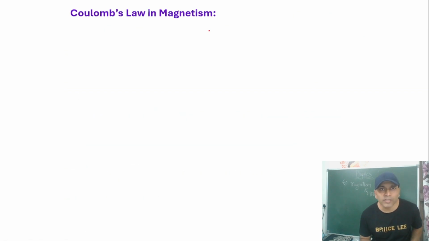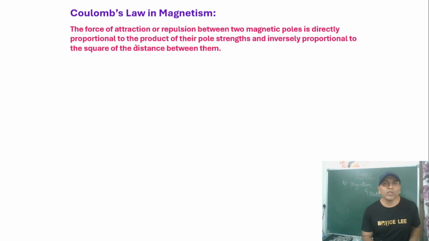Now we are discussing Coulomb's law in magnetism. Magnetism works with some laws that we are going to discuss, and that is Coulomb's law in magnetism. The force of attraction or repulsion between two magnetic poles is directly proportional to the product of their pole strengths. North and south attract each other, while two souths or two norths repel each other, going outward and pushing each other away.